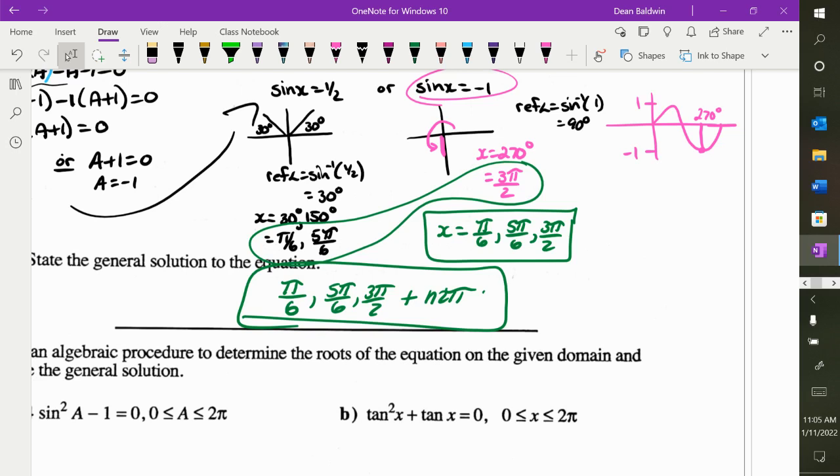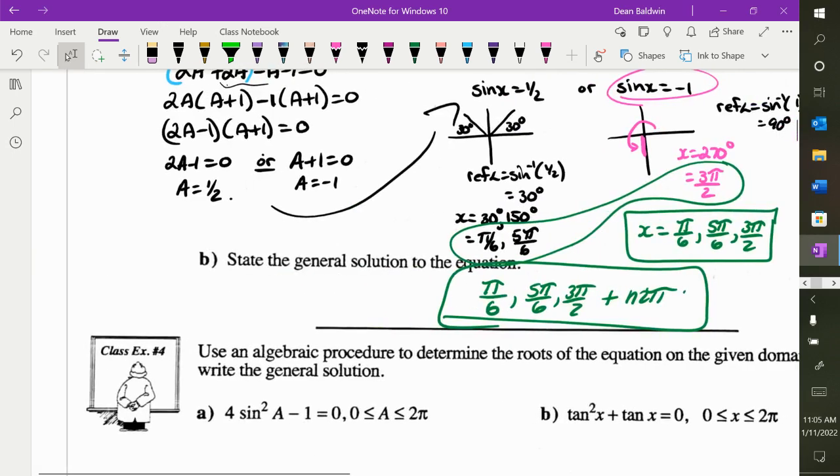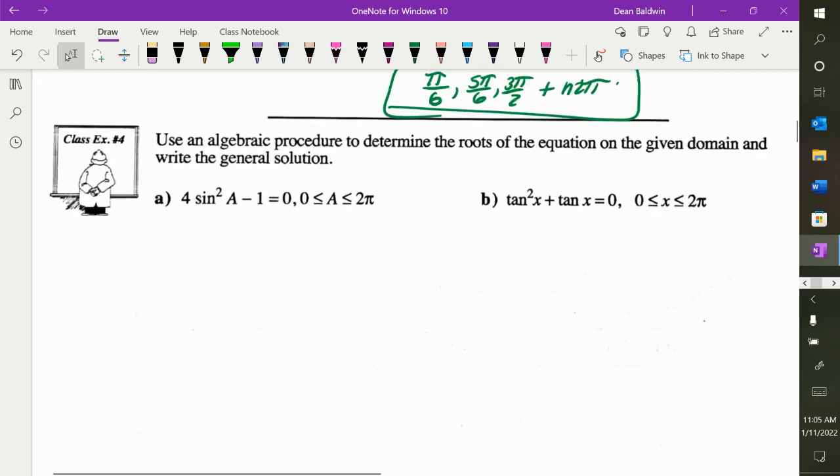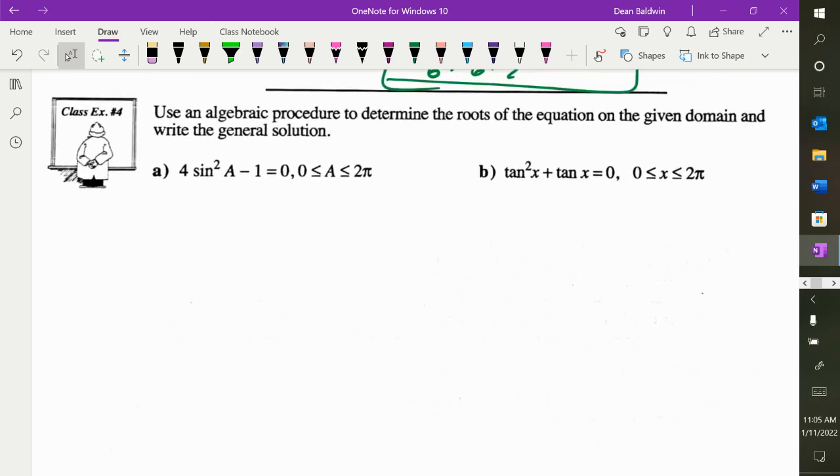Any questions about that? It's the exact same thing that we've done. The only difference is this first part where you have to factor. But once you've factored it to here, it's the exact same as the trig 1 stuff. Okay? So let's do a couple more here. This one, 4 sine squared a minus 1. They're going to want the general solution and the answers between 0 and 2 pi.